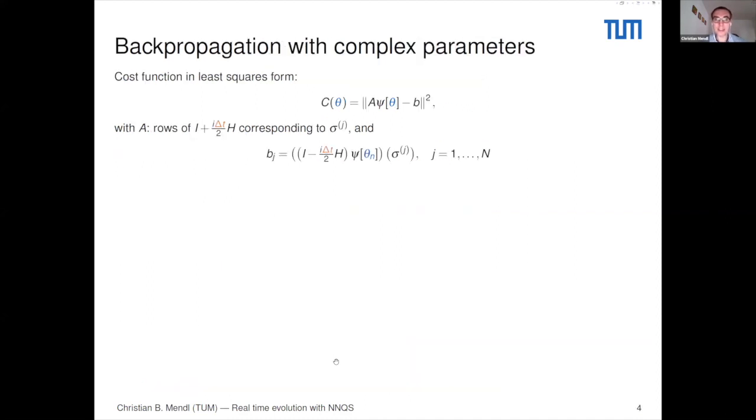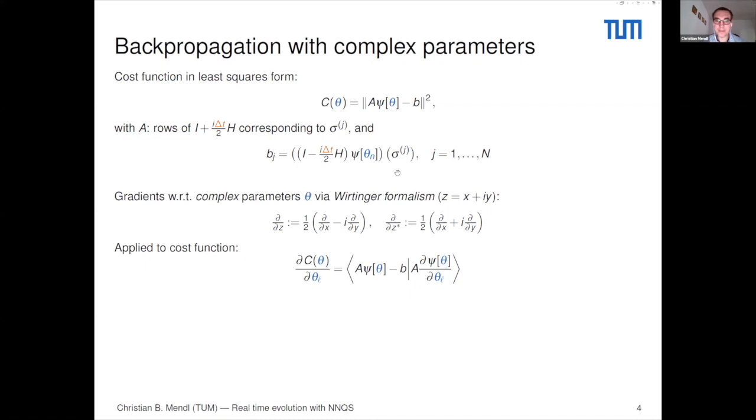Another aspect we put some thought into is backpropagation with complex parameters. First of all, we can concisely represent the cost function in this least squares form, where this A matrix collects the rows of identity plus i delta t half times the Hamiltonian corresponding to the spin configurations which we sample, and the entries of the B vector are defined like that.